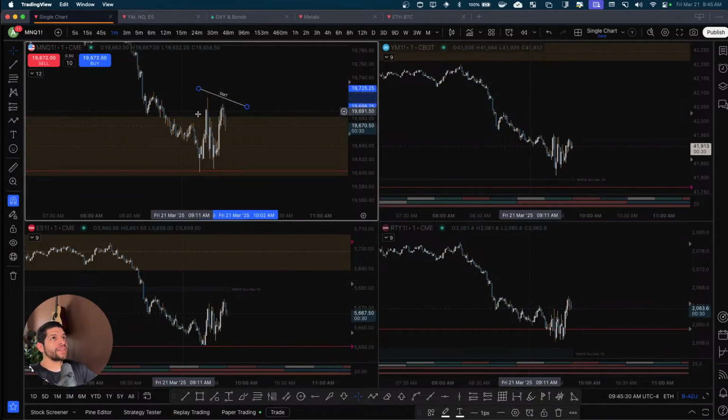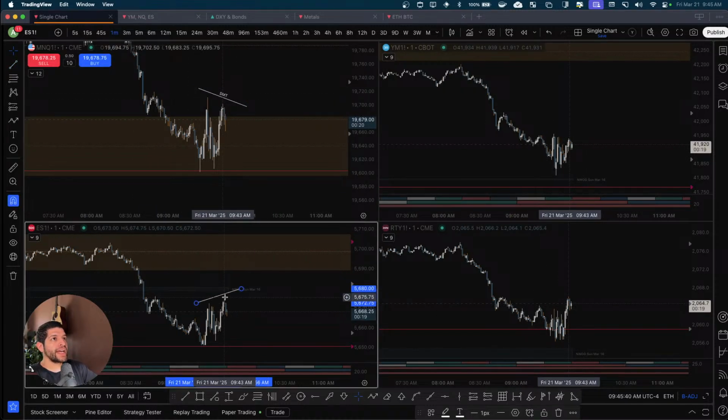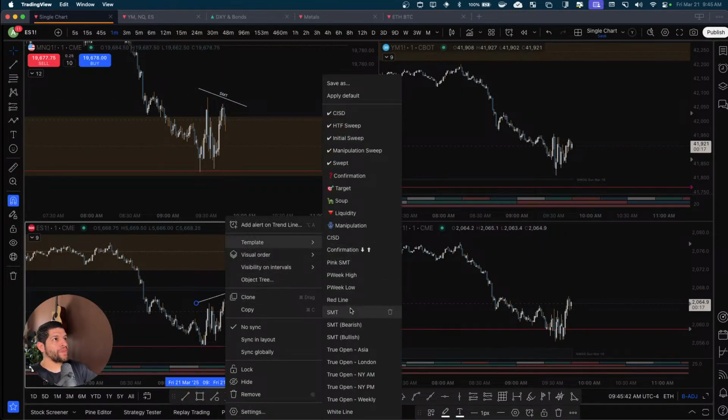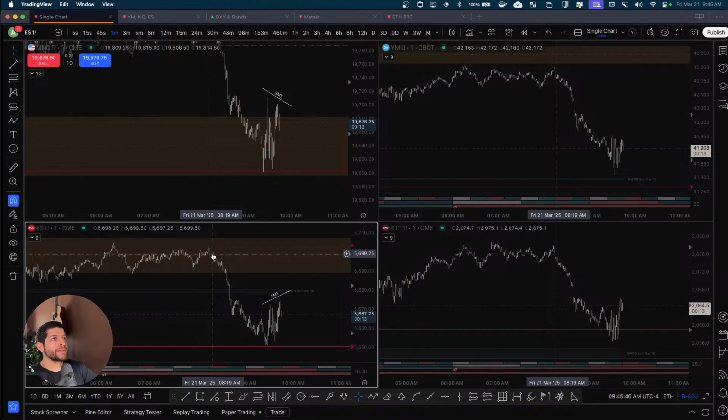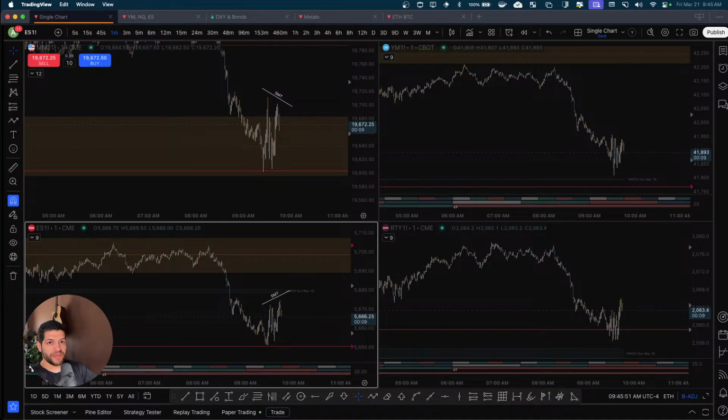This to me is still, hey, we want to continue lower. There's SMT here, SMT with ES. This is even a stronger confluence. When there is SMT between ES and YM, we can expect this to continue lower. Does that make sense? And if it makes sense, please let me know. If it doesn't make sense, let's talk about it.